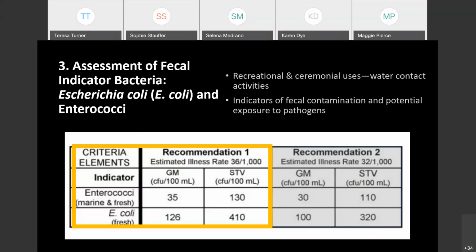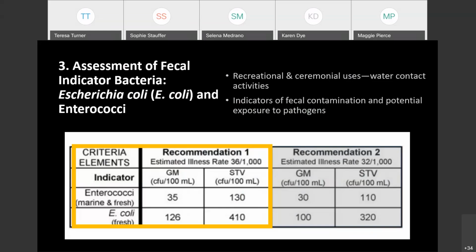And then the criteria themselves are really indicators of fecal contamination. So they're acting as surrogates for a whole slew of different pathogens that could be present in that water body that may cause illness. Then this table at the bottom here are EPA's current 2012 recreational criteria. As you'll see, there's two recommendations. We're just going to focus on the first recommendation.